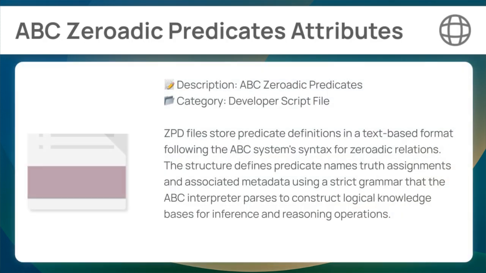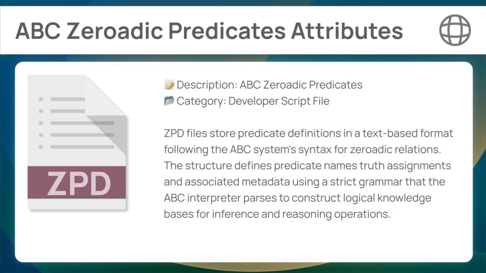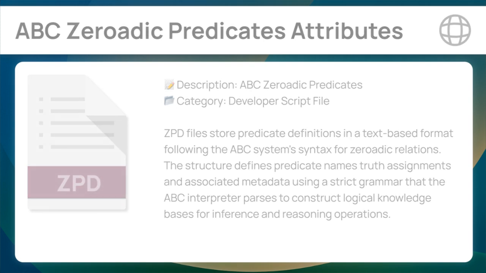ZPD files store predicate definitions in a text-based format following the ABC system's syntax for zeroadic relations. The structure defines predicate names, truth assignments, and associated metadata using a strict grammar that the ABC interpreter parses to construct logical knowledge bases for inference and reasoning operations.